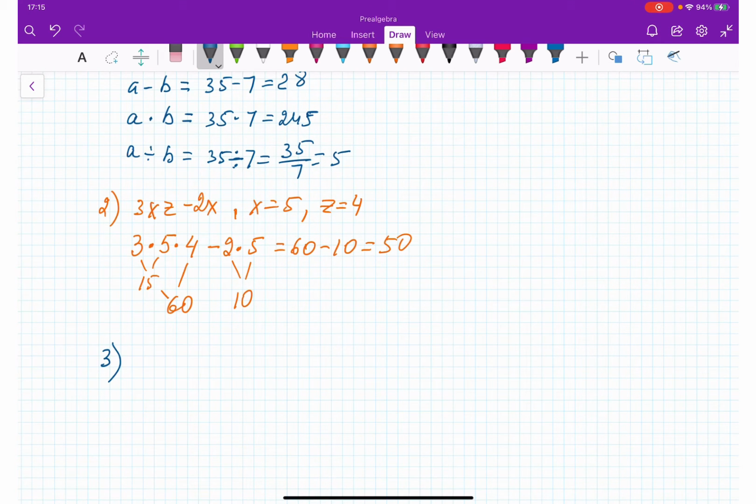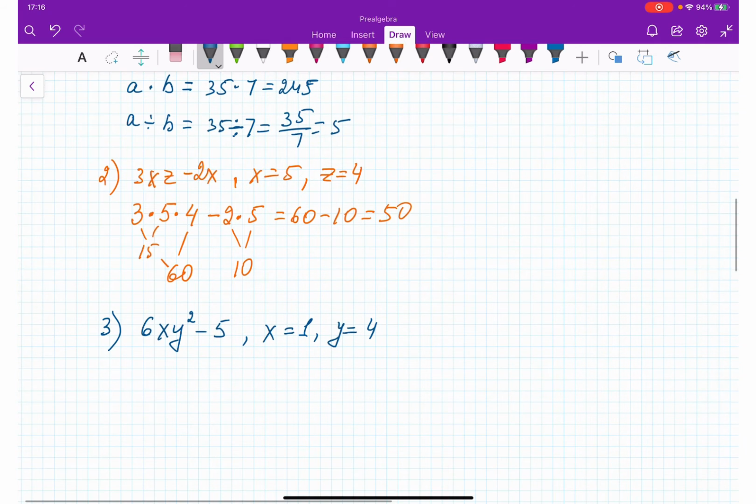We have 6xy squared minus 5. We need to evaluate this expression when x is equal to 1 and y is equal to 4. Okay, so let's see. 6 times x is 1 times y squared. It's going to be 4 squared minus 5.